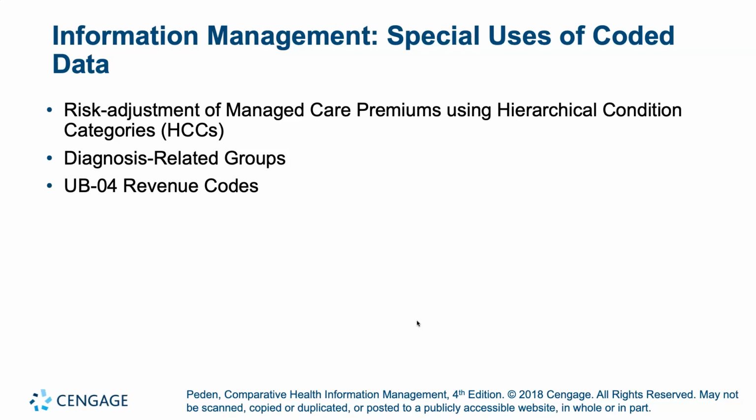HCCs are called hierarchical condition categories. These were developed by Medicare, of course, and Medicare developed them because they were trying to predict payment for the next year for their patients to try and control spiraling costs.